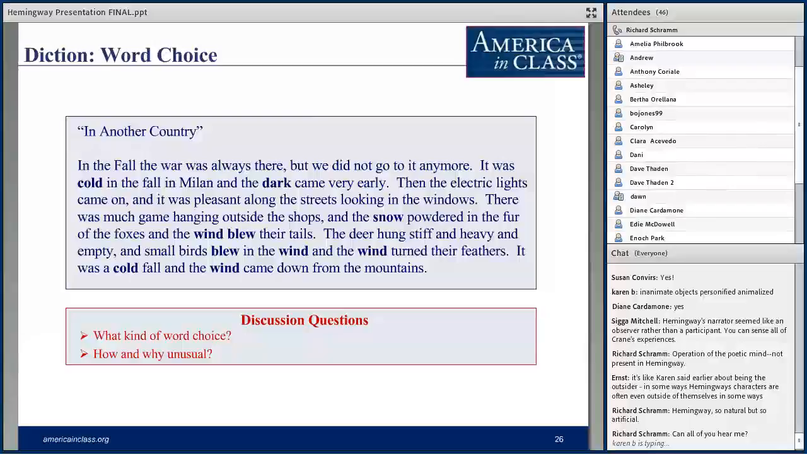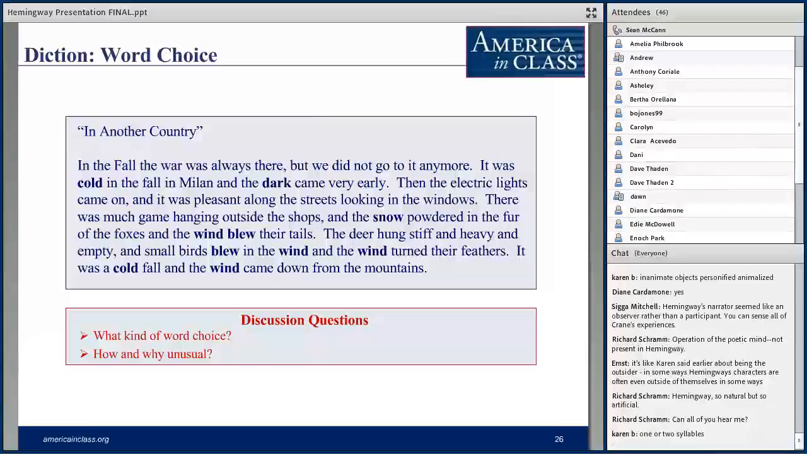Okay, I see some people are typing. One or two simple syllables. Yes, very simple words, of course. So simple, absolutely.